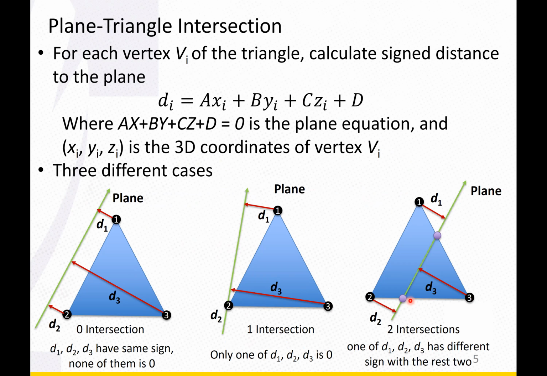So, can you guys suggest some possible problems for this plane triangle intersection? Any thoughts on this? What could be the problems?